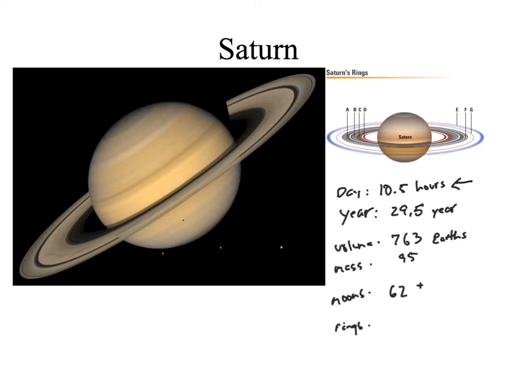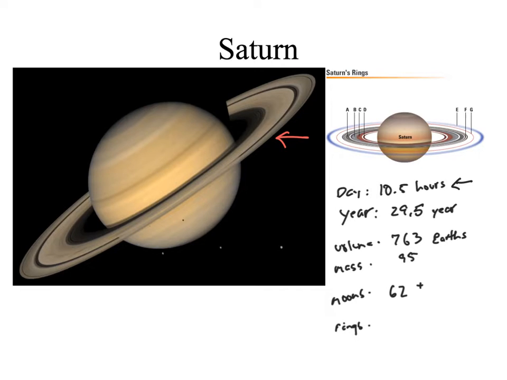So this gives Saturn a density that is low enough that it would actually float in water if you were able to put it in like a dish of water or something. Now, there are 62 recorded moons, but those are ones that have been named. There's a whole bunch of smaller moons that orbit around Saturn as well, and it does have the distinct ring patterns that you can see out here.